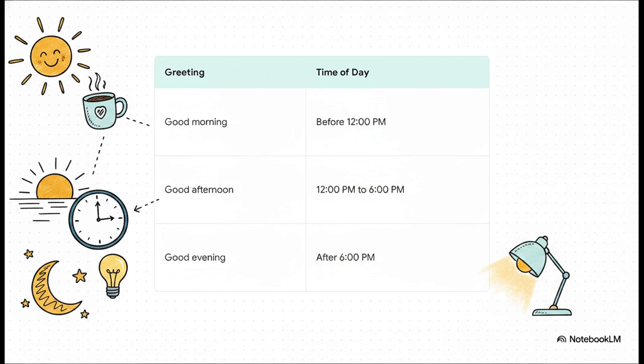Let's practice them together. I'll say the phrase and I want you to repeat it out loud. Ready? Good morning. Good afternoon. Good evening. Excellent work. You use good morning before 12 p.m., good afternoon between 12 p.m. and 6 p.m., and good evening anytime after 6 p.m.